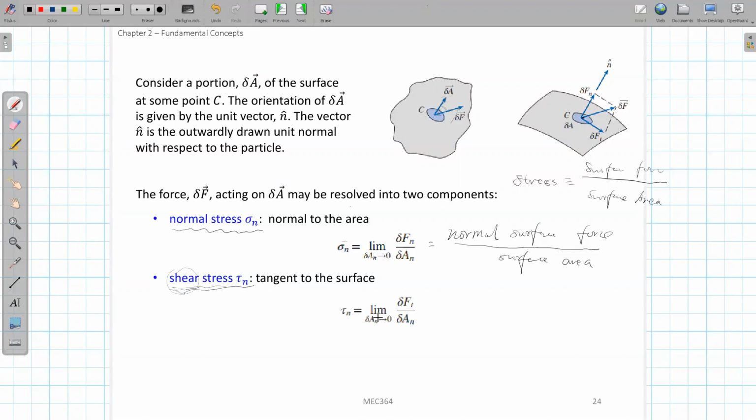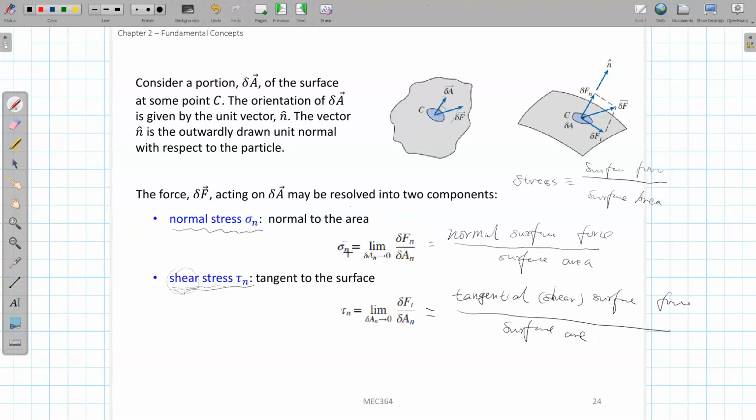So tau of n will be equal to delta F of the tangential component over the surface area, as the area goes to the limit of 0. So you can think of this as just the tangential surface force over the surface area. Or if you do not want to use tangential, you can also just call it the shear surface force over the surface area. Okay, so we have this normal one, and we have this shear one.